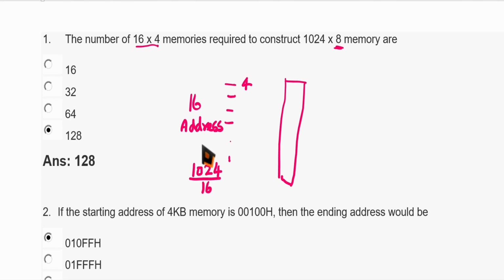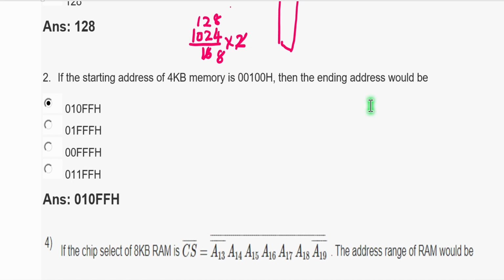So the number of ICs needed will be 1024 divided by 16, into 2. So this will be 8 and 1, so you will have 2 into 8, 16. Then 6 will be remaining, 64. That means 8. You need 128 such memory chips to construct 1024 by 8 memory. Now let us see the next question.